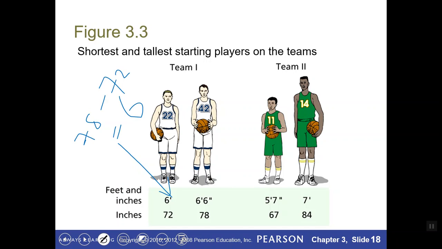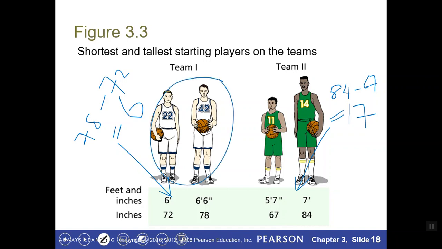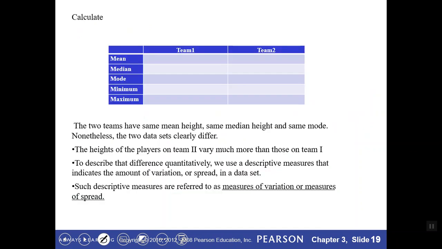In this case, you can calculate the gap. It is 84 minus 67. So how much? It is 17. Now you can see the gap between these two guys is 6 inches, and the gap between these two guys is 17 inches. Now we can get a rough idea of how this deviates.